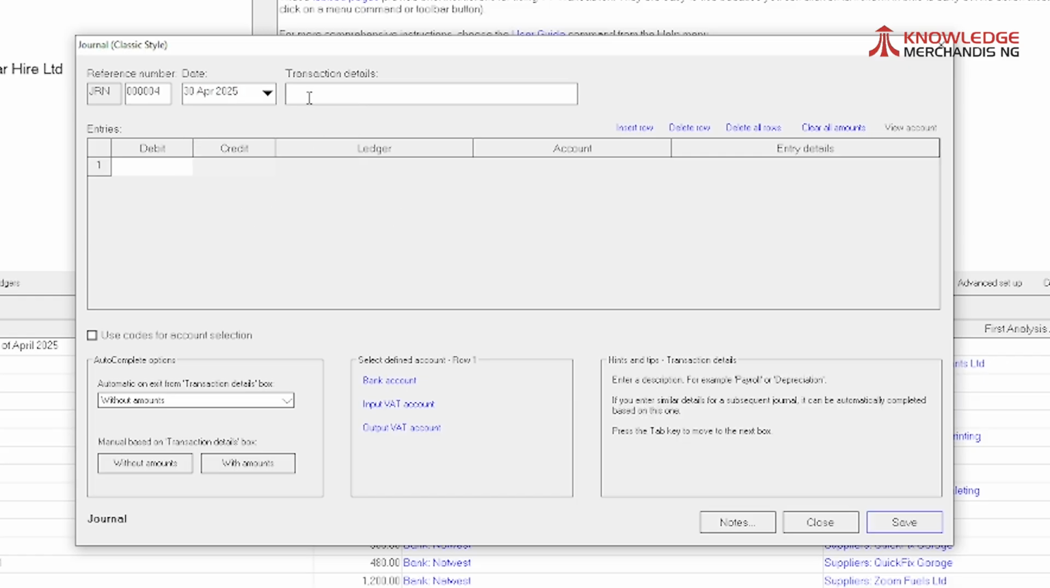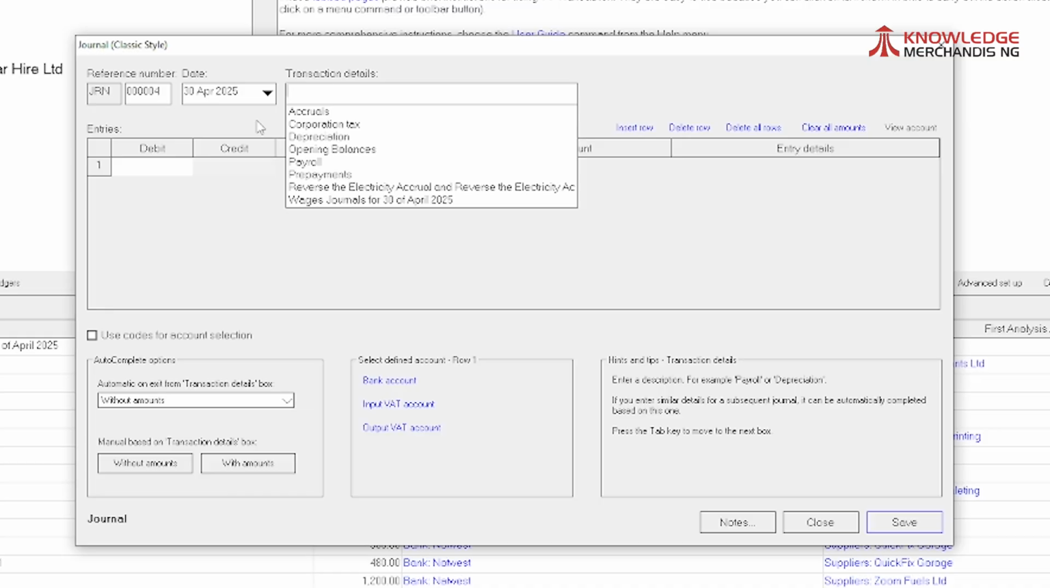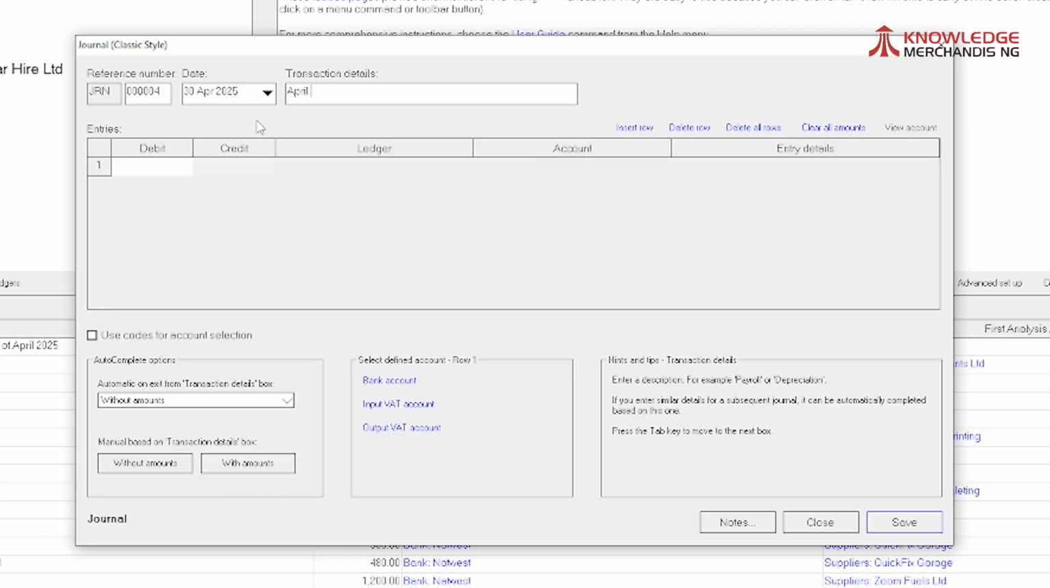Payment made. The journals is, right, payment journals. Month end, same day. Right, April wages payment journals. Okay, we can easily put that one.